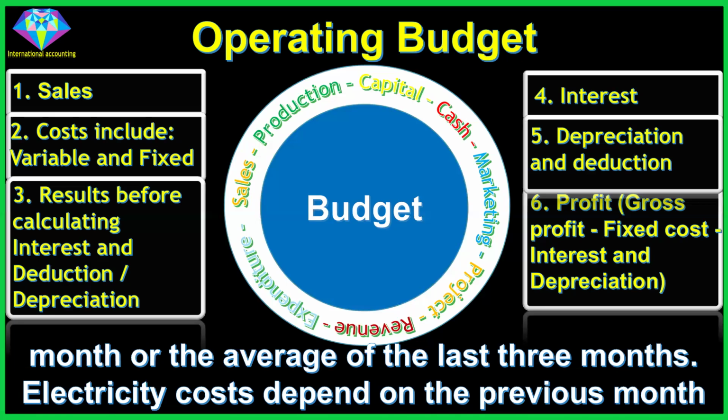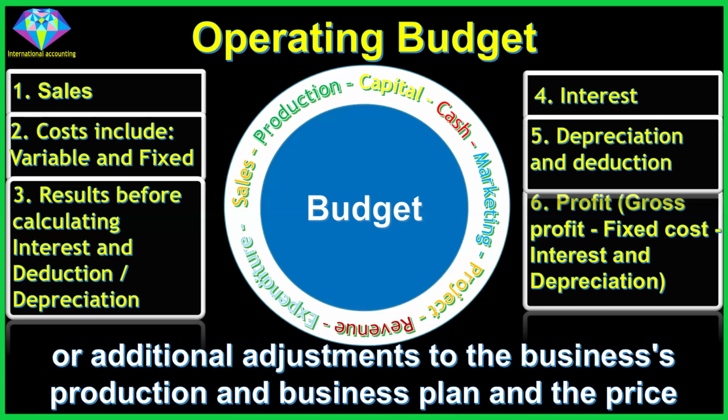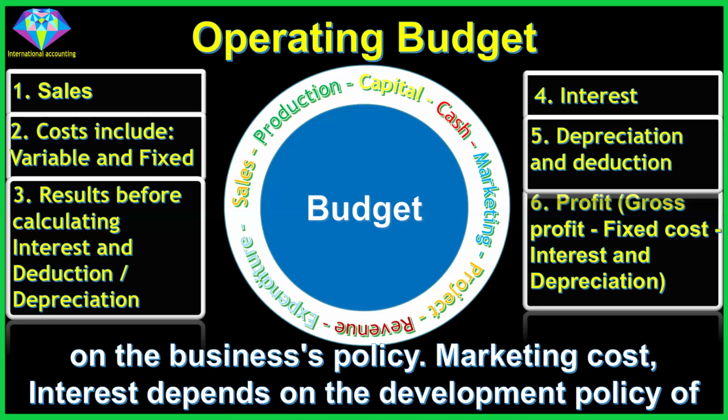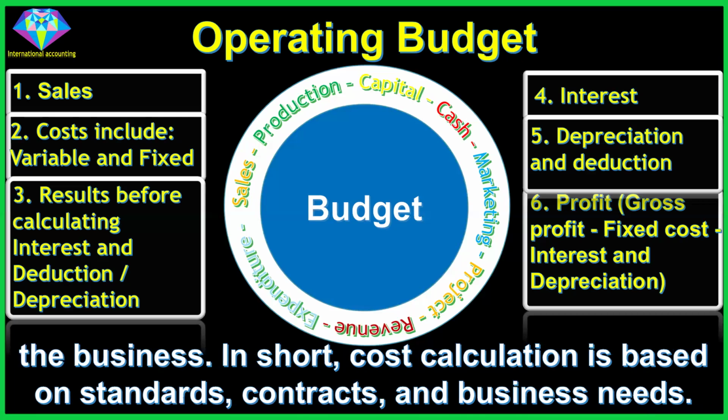Electricity costs depend on the previous month or additional adjustments to the business's production and business plan and the price increases or decreases of the electricity supplier. Office and factory equipment depend on the business's policy. Marketing cost, interest depends on the development policy of the business. In short, cost calculation is based on standards, contracts, and business needs.